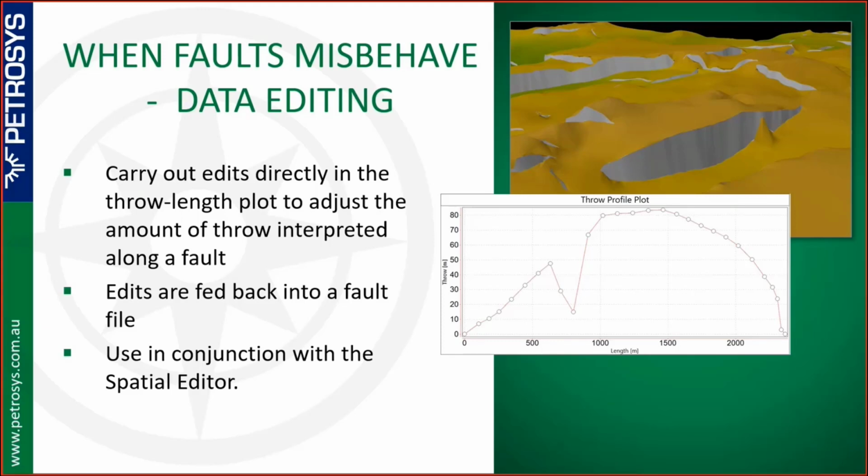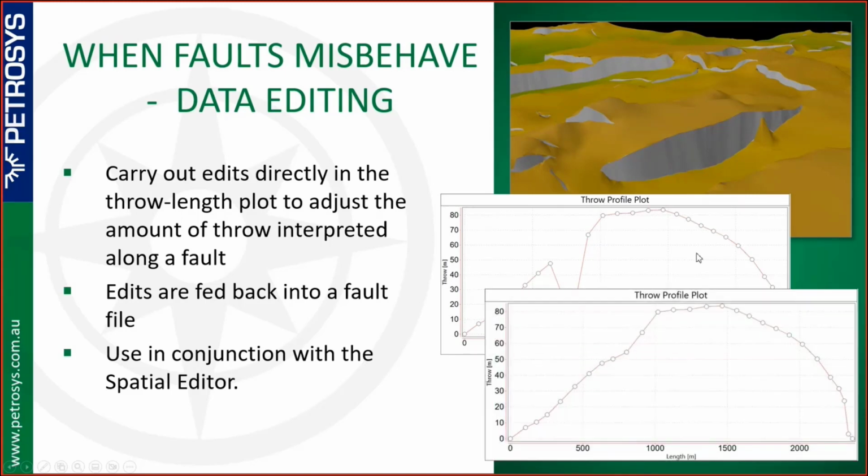In this particular instance, we seem to have gridded up an erroneous data point. So what we could do is select these nodes here and pull them up to smooth out the throw, and then you can save those edits back into a secondary fault file. Once you've done that, you could then push that fault file back into your gridding tool, and use the Z values from that file to better create your output grid.